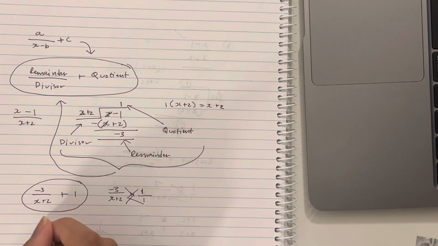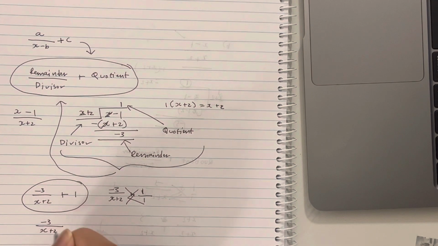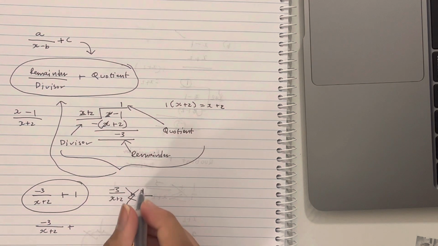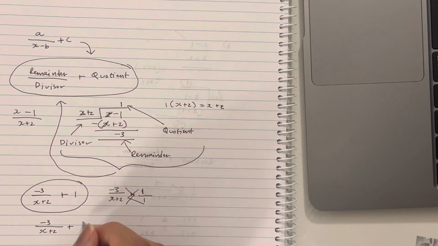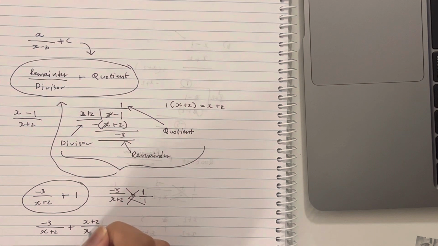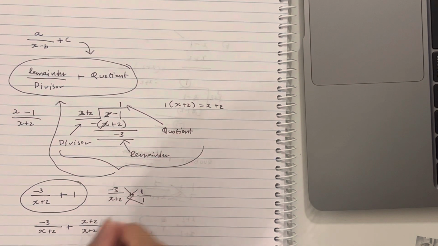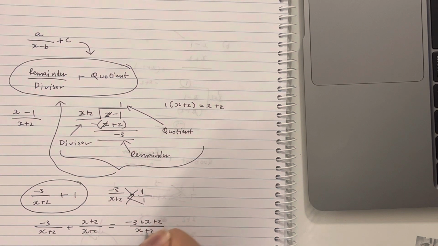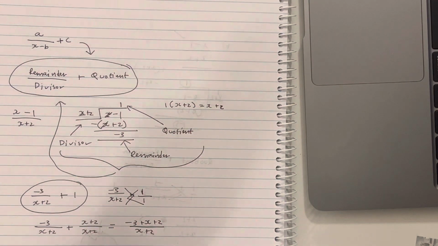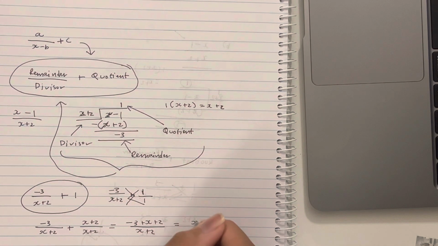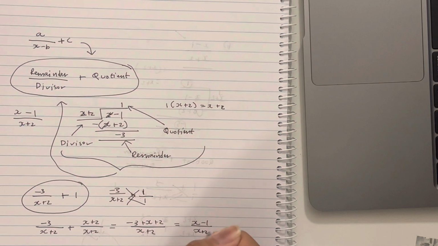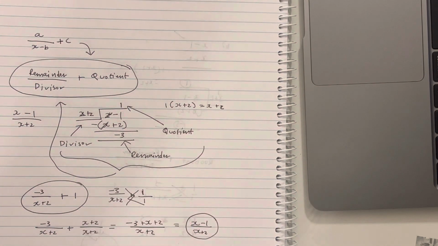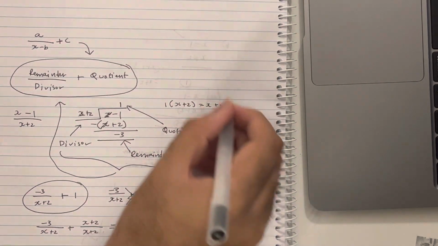So now it's like saying minus 3 over x plus 2 plus x plus 2 multiplies with 1, x plus 2, x plus 2 multiplies with 1, x plus 2. So x plus 2 divided by x plus 2 is equal to minus 3 plus x plus 2 whole divided by x plus 2, because I'm just joining the numerators because the denominator is the same. And minus 3 plus 2 is minus 1, which is therefore equal to x minus 1 divided by x plus 2. I just did that cross verification to tell you that this formula works.